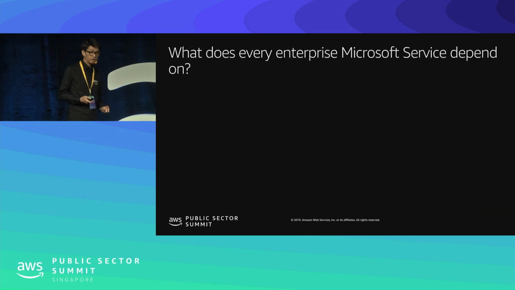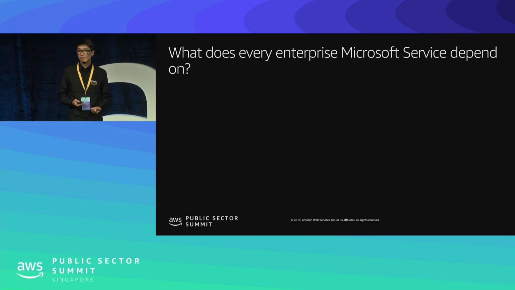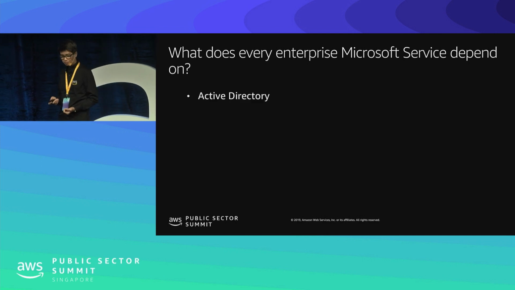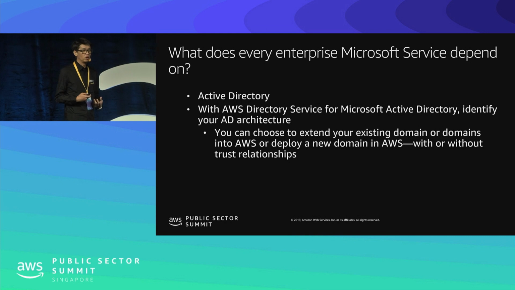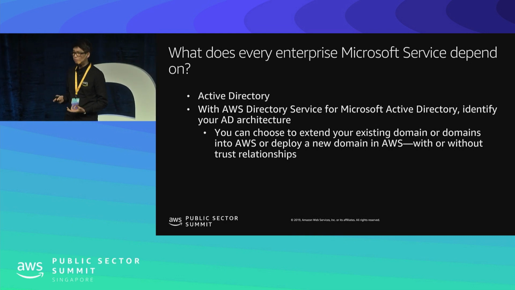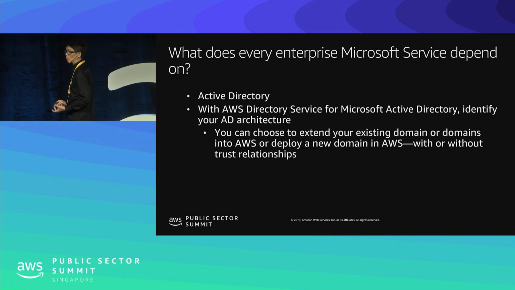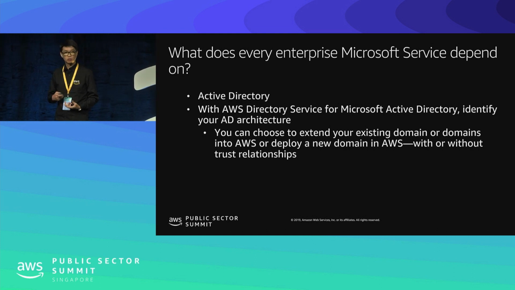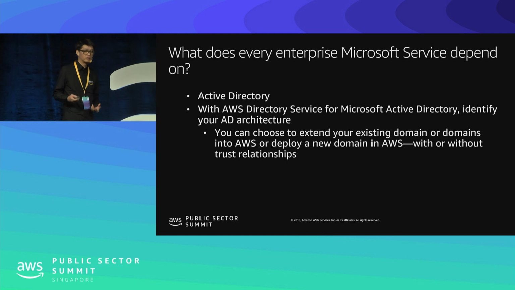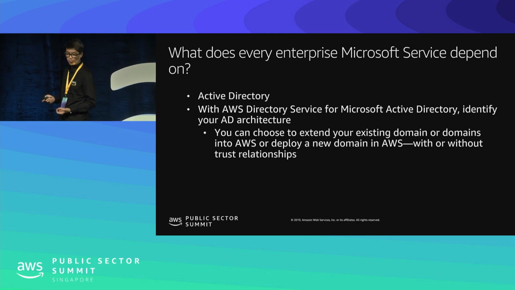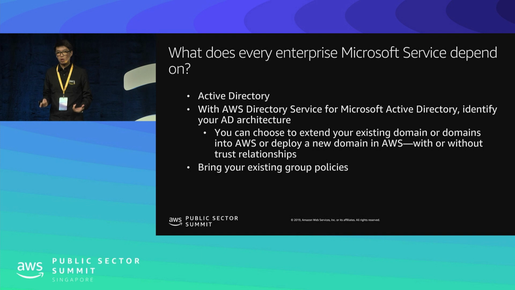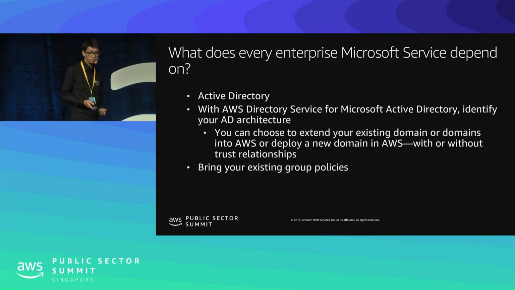So what does every enterprise Microsoft service depend on? Active Directory. With AWS Directory Service for Microsoft Active Directory, you can have a managed AD on AWS or even deploy AD on EC2. And with that, you can do it with or without a forest cross-domain trust to the on-prem, such that your users will still be able to leverage their existing AD credentials to log into applications. And you bring your existing group policies to the cloud as well.